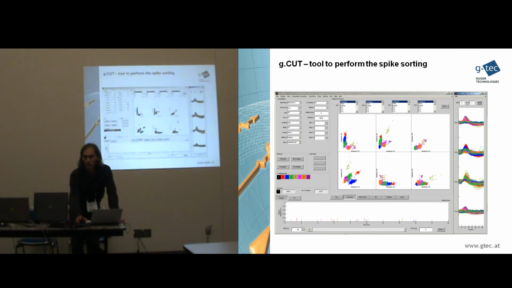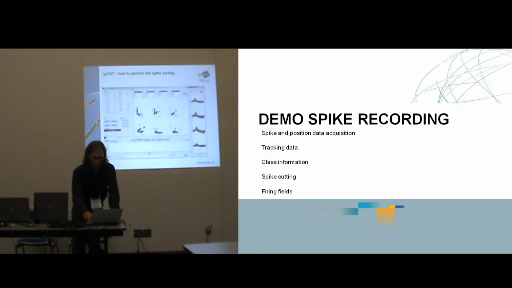Yeah, we have also a cutting tool which allows you to do that. And here's a real recording from place cells, and in reality, as you can see, the clusters are overlapping. And this makes the spike sorting a little bit more complicated.